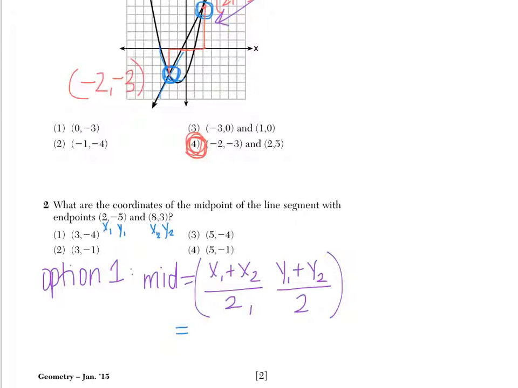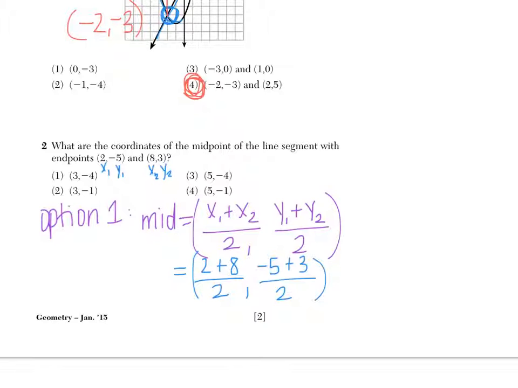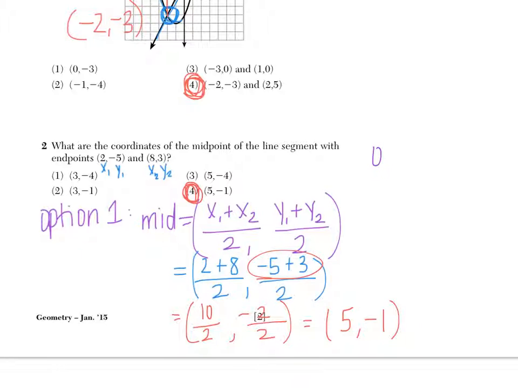So again, our midpoint here, we have 2 plus 8, x1 plus x2, all over 2, comma, -5 plus 3, all over 2. All we have to do from here is just simplify. 2 plus 8 is 10, so 10 over 2, comma, -5 plus 3 is -2 over 2. And again, simplify one more final time. 5, comma, -1, just by simply dividing. So our answer here should be choice 4. And I'll show you how to do option 2, which is actually using a graph.